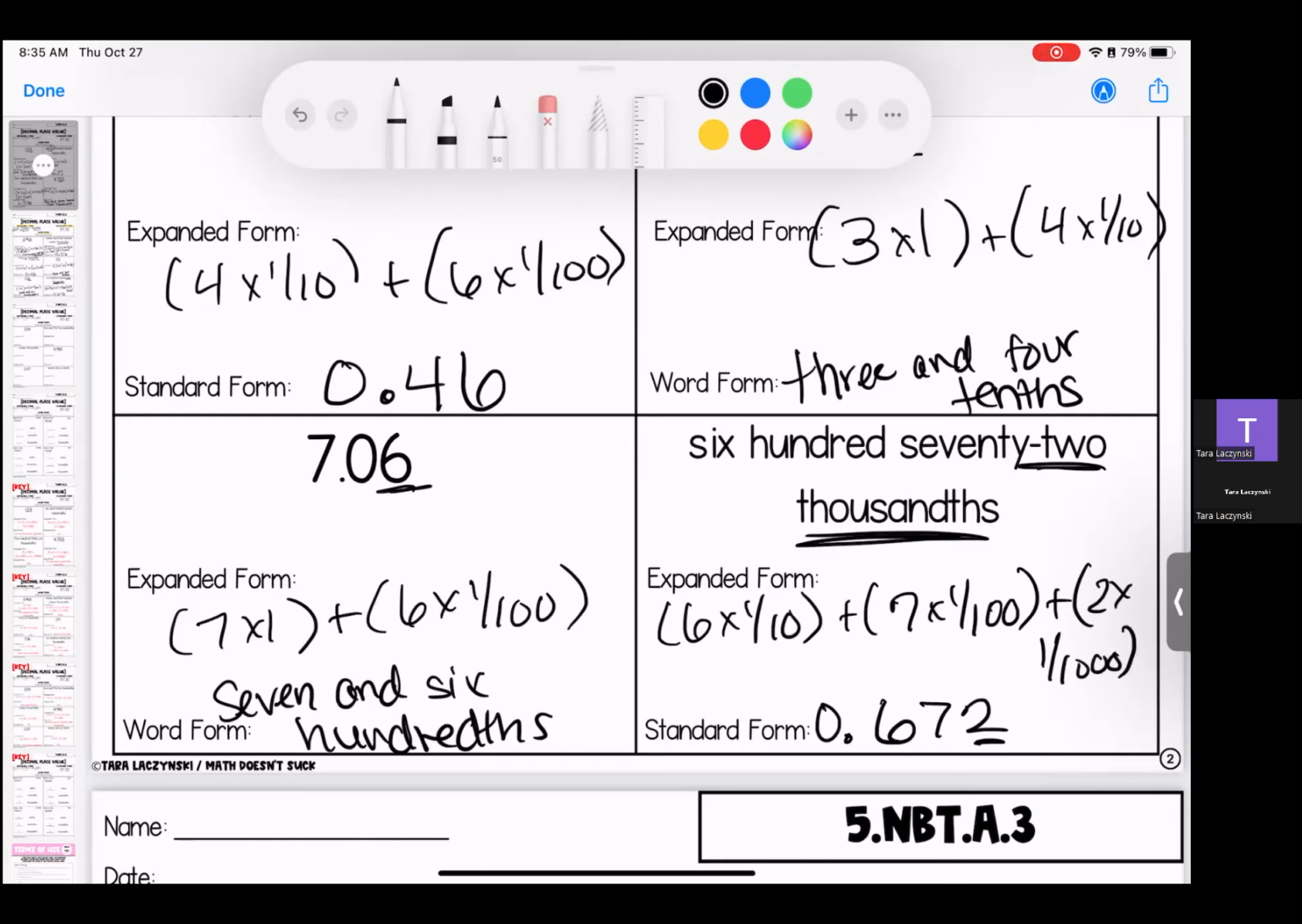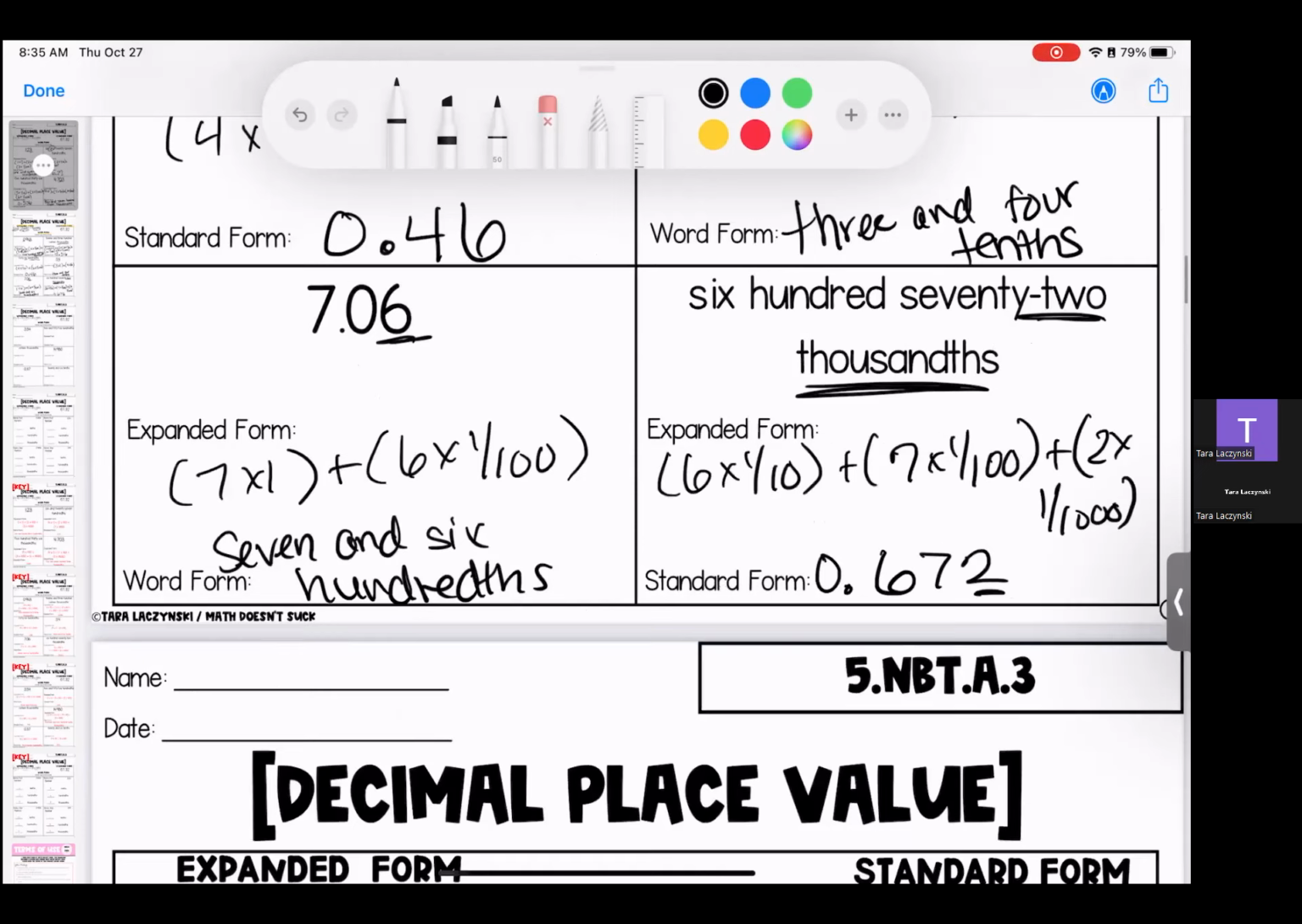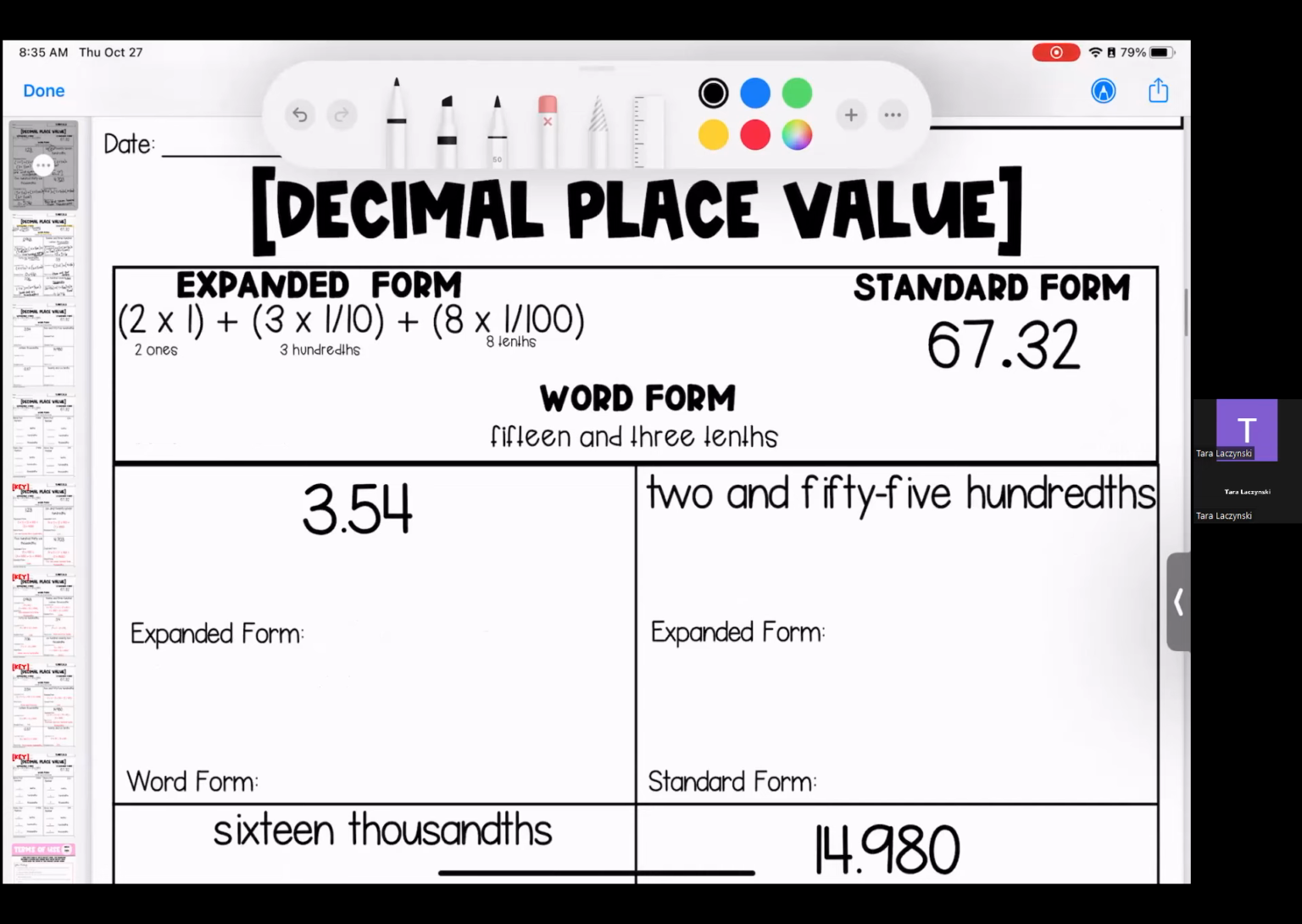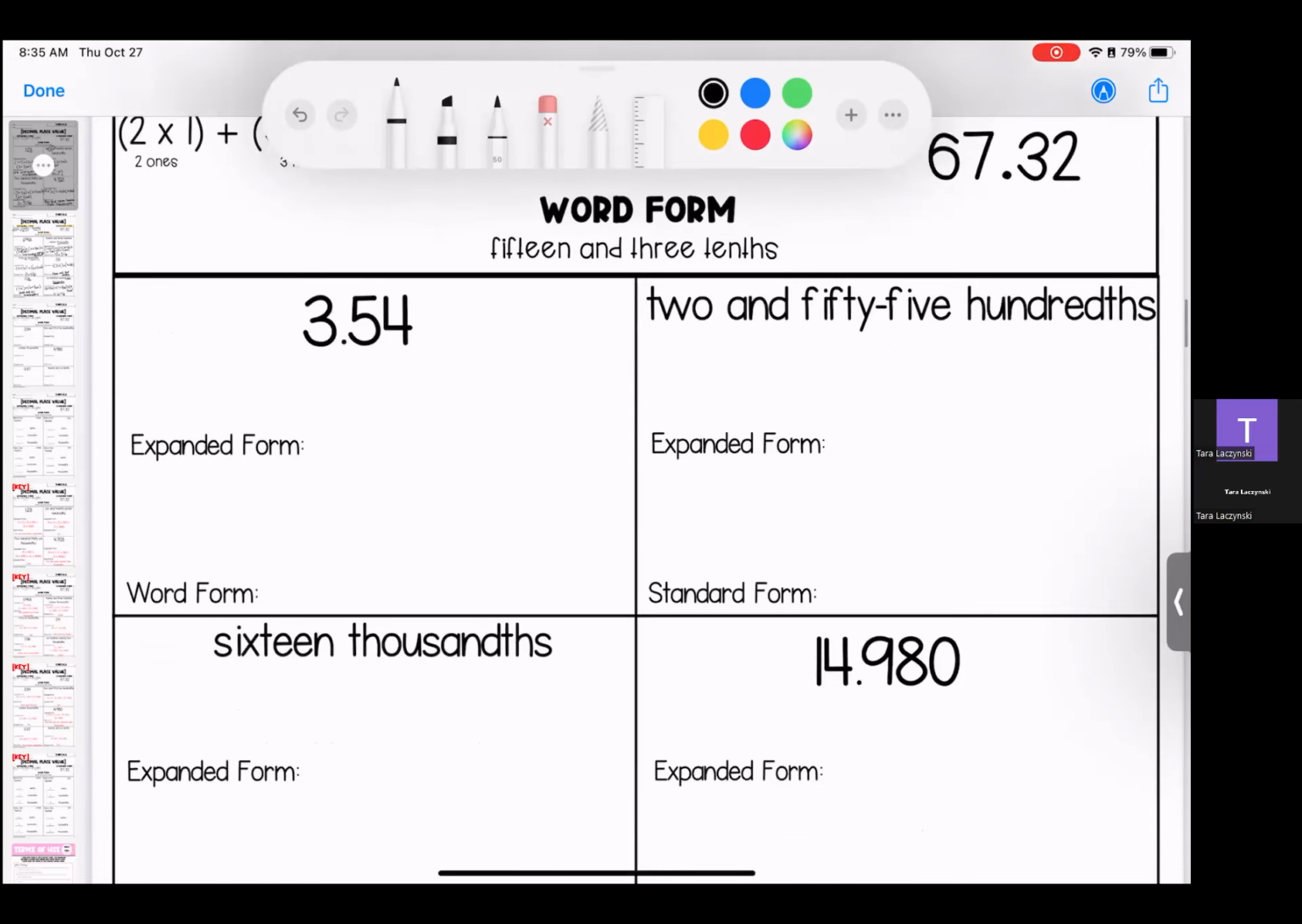That's the end of page number 2. Please go ahead and stop your recording here if that is as far as you've gotten. If you're ready for page number 3, here we go. We are on page 3 of 4 for this week, looking through decimal place value.